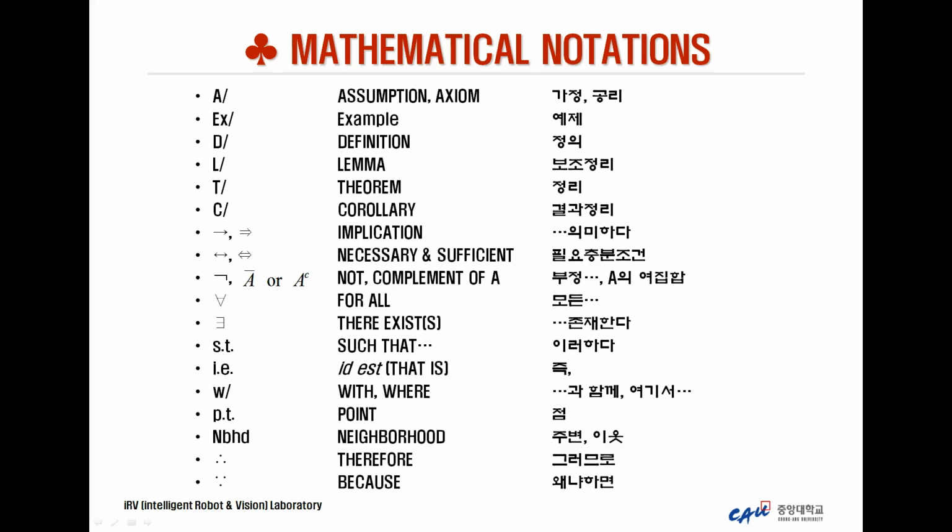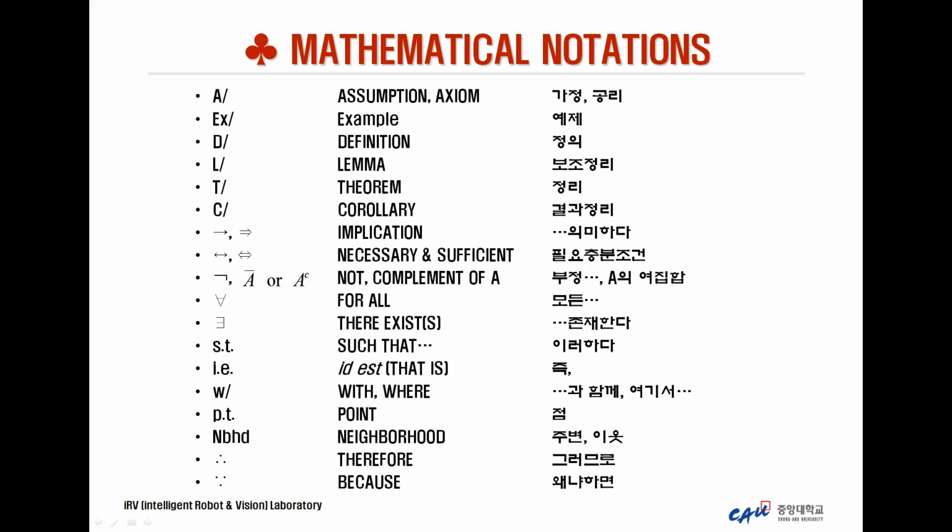And some crooked symbol, or on a character we have a bar, or on the right top we have a small c character, I will define this as not or complement of A. And the inverted A character, which is for all, and the mirror image of capital E, I will define this as there exists.